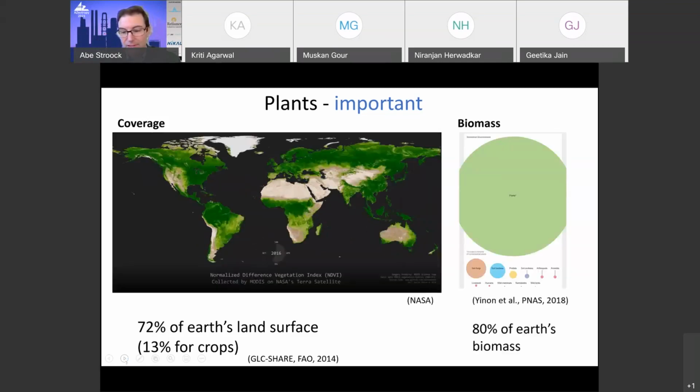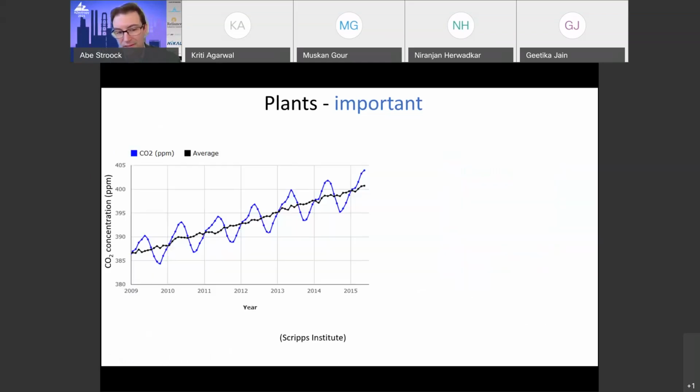Measured another way, plants are by far the largest form of life by mass on our planet, 80% of biomass. Here, this little pink circle is humans, and even bacteria and microorganisms in general are dwarfed by the scale of plant life.